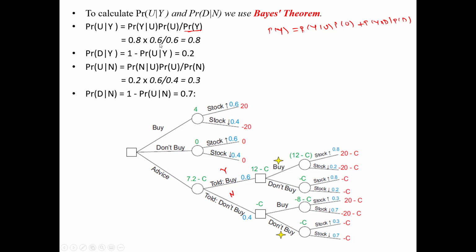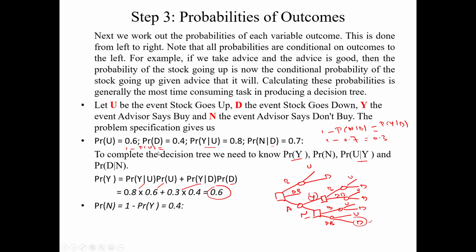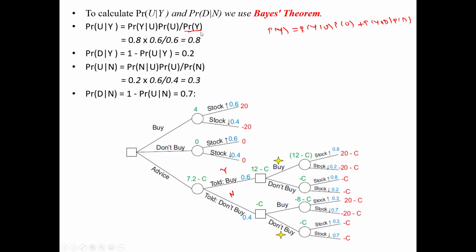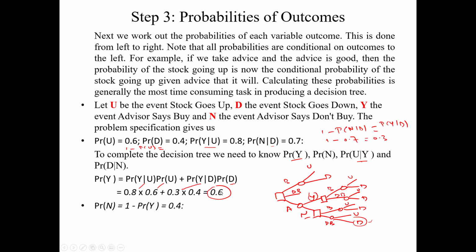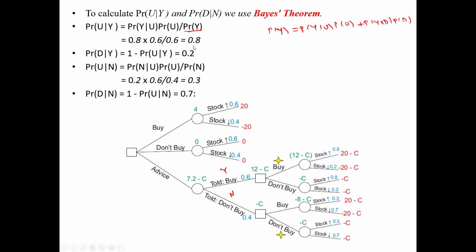So probability of Y given U is 0.8, and probability of U is 0.6, divided by probability of Y, which is 0.6. In this way, you will calculate 0.8. Similarly, you can calculate, because this is up given yes, what will be the probability of down given yes? 1 minus probability of U given Y. So 1 minus 0.8 is 0.2.